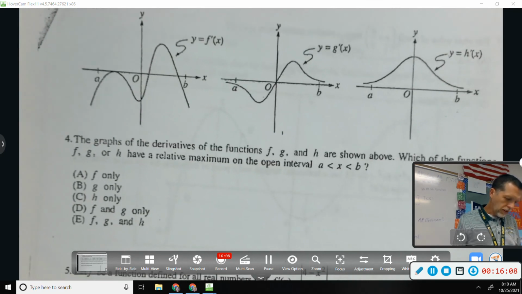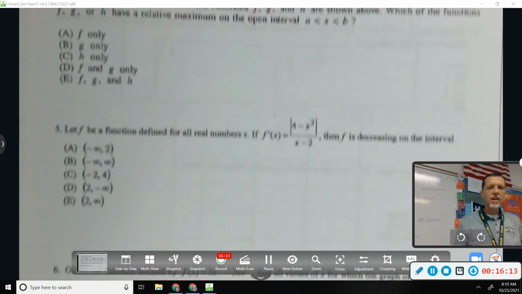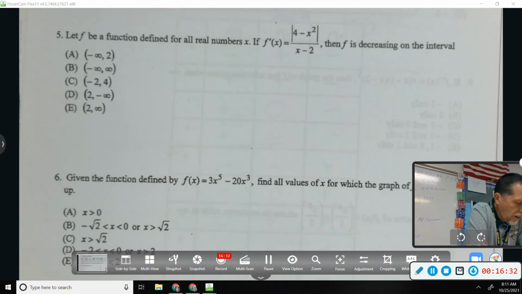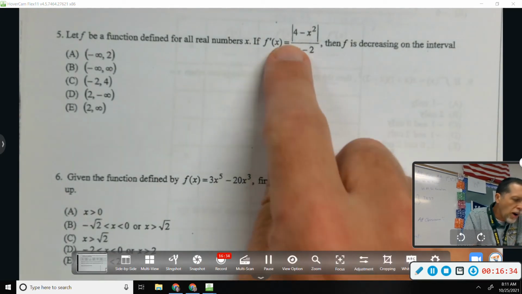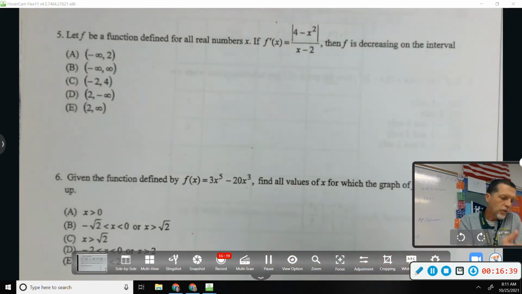Let's look at number 5. Good old absolute value. We don't like taking its square root, but we know something strange is going on at the places where the cusp is. Number 5, let f be a function defined for all real numbers. F prime. Okay, so they're giving us the derivative, so I don't have to take a derivative. It's like, here's the derivative. F is decreasing on the interval.